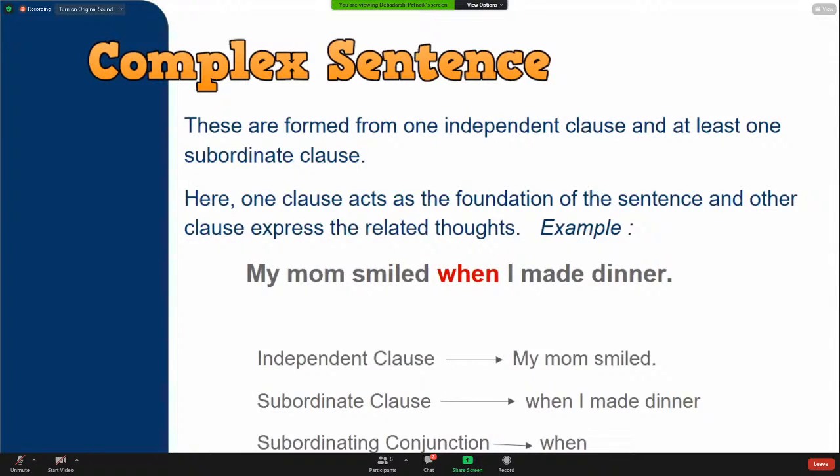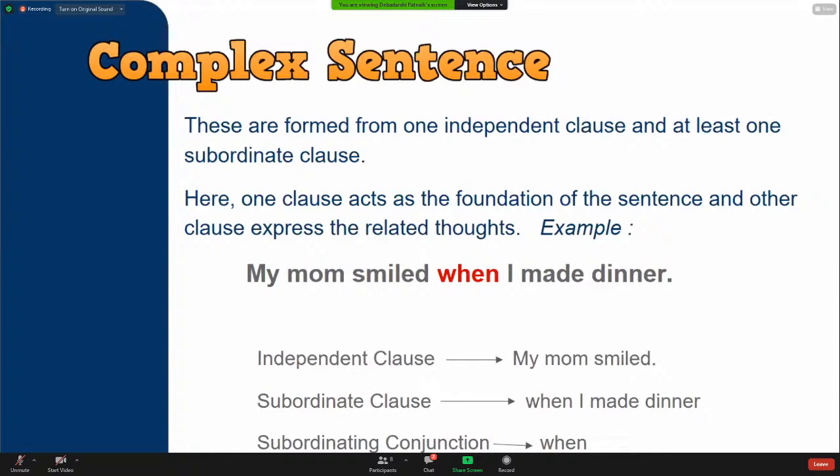I'm going to say that in Hindi. Those who understand Hindi, please listen carefully. जब मैं खाना बना रहा था, मेरी मम्मी स्माइल कर रही थी. ఎప్పుడైతే నేను తింటున్నానో అప్పుడు మా మమ్మీ నవ్వింది. In Hindi I can say मुस्कुरा रही थी. But if I say only जब मैं खाना बना रहा था, "when I made dinner," it does not have any meaning. It's considered a broken sentence.